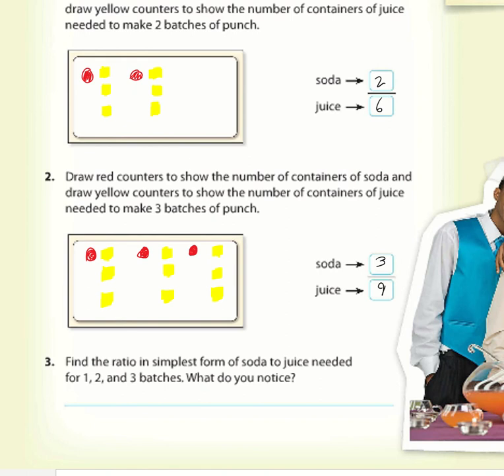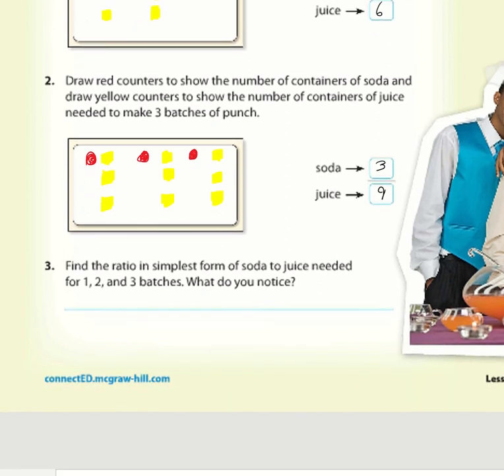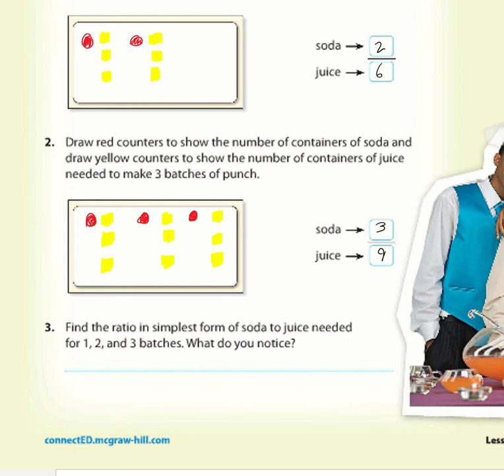Find the ratio in simplest form of soda to juice needed to make 1, 2, and 3 batches. What do you notice? For one batch it is 1-to-3. For two batches it is 2-to-6, which will reduce and is going to be the same ratio of 1-to-3. The same with 3-to-9. When we simplify, we will get the same ratio of 1-to-3. So what do I notice? We have equivalent ratios.